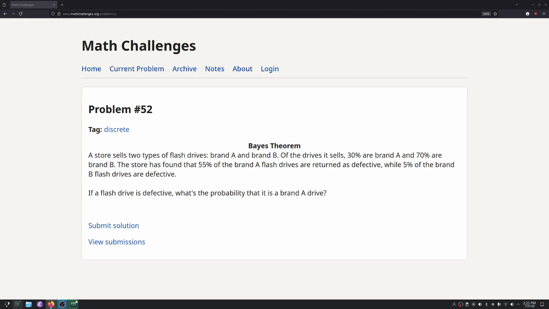Store sells 2 types of flash drives, A or B. Right away they're telling us the percentages that they actually sell. The majority of the time it's brand B, but 30% of the time they sell brand A. But then half of the brand A's are defective, while only 5% of brand B are defective. As you can imagine, the question is going to be, we've got a defective drive. What's the probability that it came from brand A?